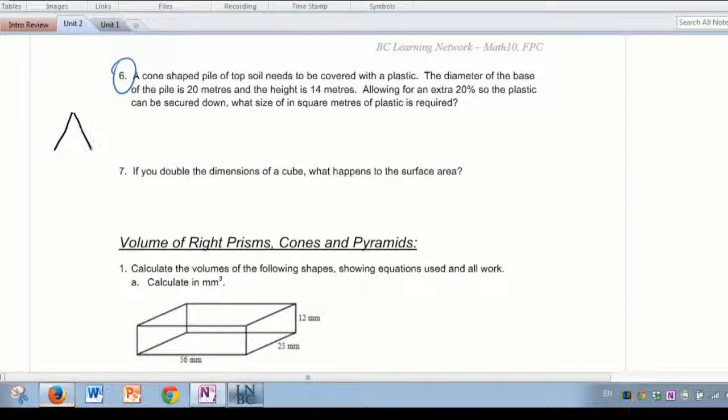So I have a cone, it's a pile of dirt, and it tells me that the diameter of the base, so from side to side, is 20, and the height, so from the apex to the middle, the height of my soil is 14. Making sure I'm reading this correctly. I want to find the surface area, but this is where it gets a little tricky, because the surface area of a cone formula says pi r squared plus pi r s, where s is the slant height, which I still need to calculate.